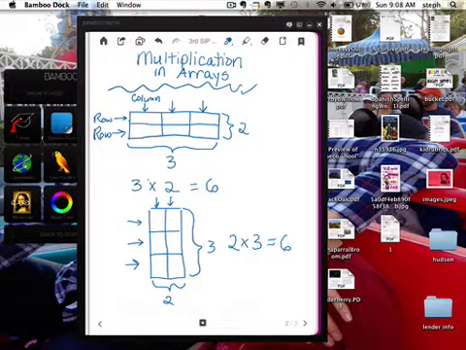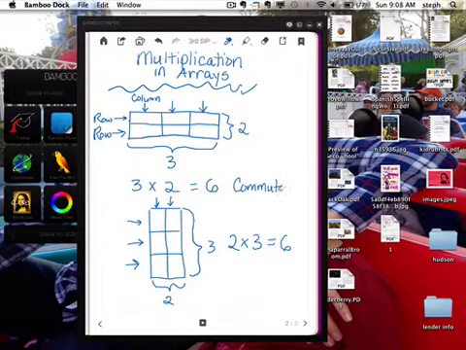So if you look, 3 times 2 is 6 and 2 times 3 is 6. You're just flipping your numbers. It actually gives you the same product, 6. And you're counting your boxes up to get your answer. So this one, there's a big word that stands for flipping your numbers in a multiplication problem. It's called the commutative property.